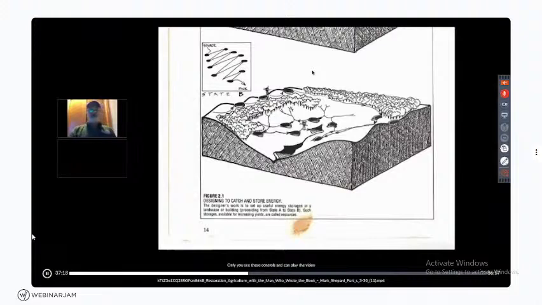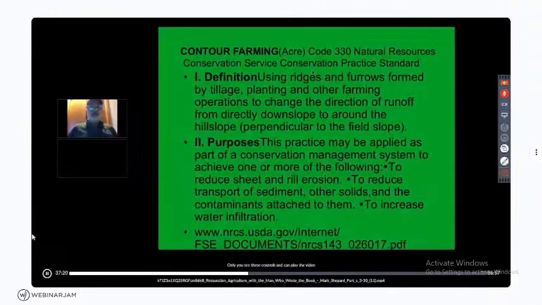That's the whole point. USDA code 330, contour farming. Listen to this. We're going to use ridges and furrows. What? Ridges and furrows. Huh, that sounds to me like a swale and a berm. Caused by tillage and other operations to change the direction of the water. Instead of going down the slope, we're going to go around the hill slope. So the USDA is telling us to do this. We want to do it to reduce erosion, reduce transport of sediment, et cetera, increase water infiltration.